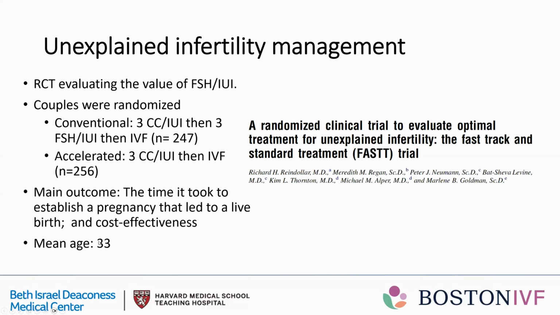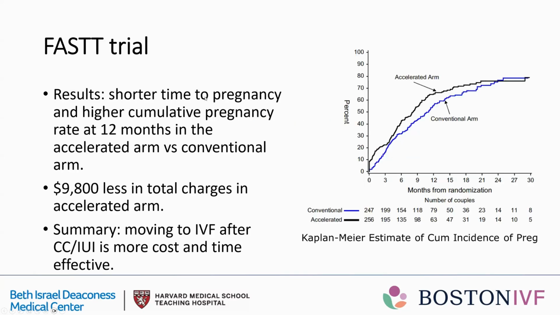The mean age of the patient population was 33. And so what their results were was a shorter time to pregnancy and a higher cumulative pregnancy rate at 12 months in the accelerated group compared to the conventional group. And it was about $10,000 cheaper to go through the accelerated arm versus the conventional one. And so in summary, going straight to IVF after doing Clomid IUI is more cost effective and time effective. So no need to go through the FSH IUI in between.